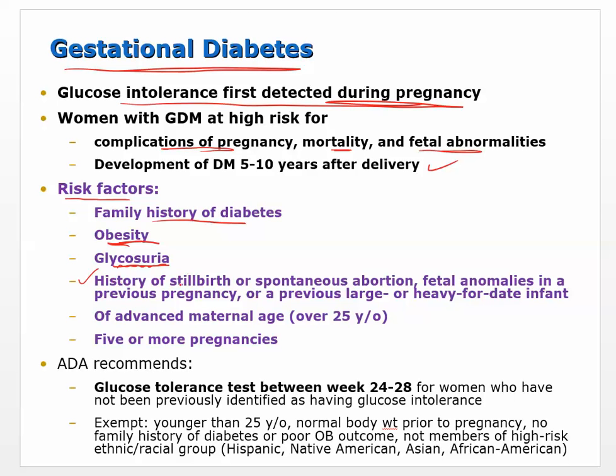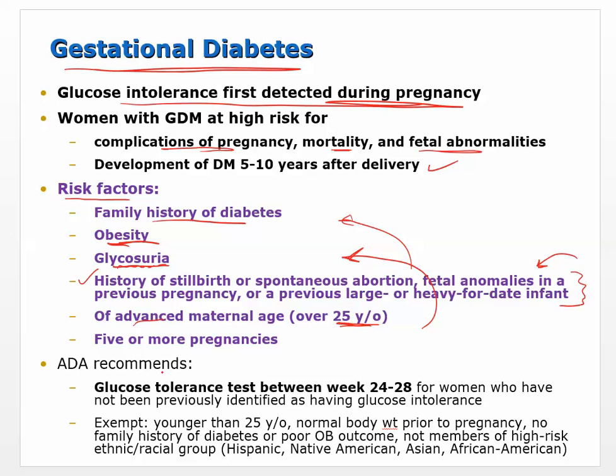A history of some of these things: stillbirth, spontaneous abortion, fetal anomalies in a previous pregnancy, or a previously large or heavy-for-date infant. These are things they see when they look back at who's getting gestational diabetes and the complications in those pregnancies. Another is advanced maternal age, over 25. I wouldn't classify 25 as advanced, but that's what they see: women over 25 are maybe a little more likely to develop gestational diabetes, along with these other risk factors.